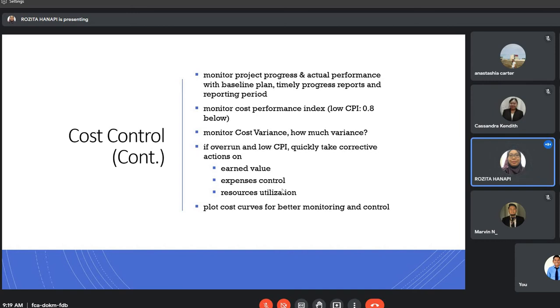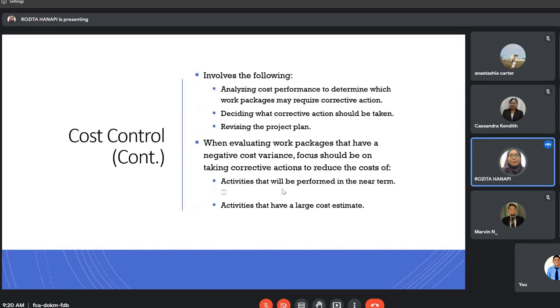And then next, what you can do is to plot the cost curve for better monitoring and control, so that you will be able to see the performance of all the costs in the project.